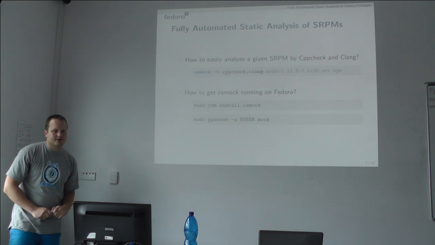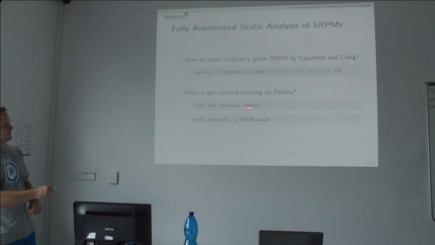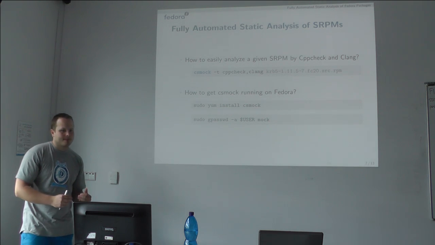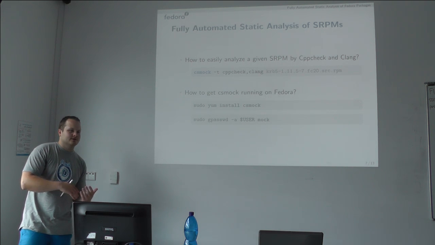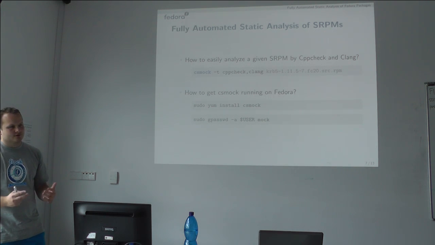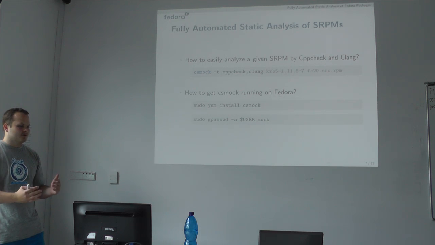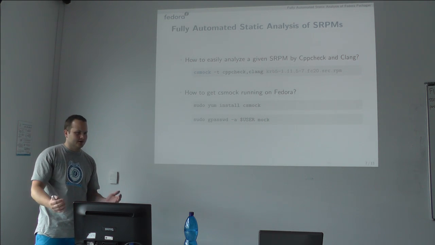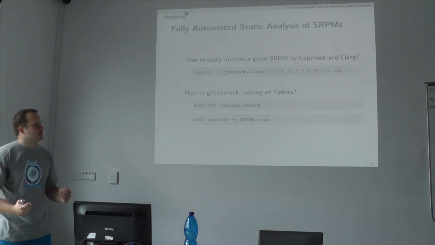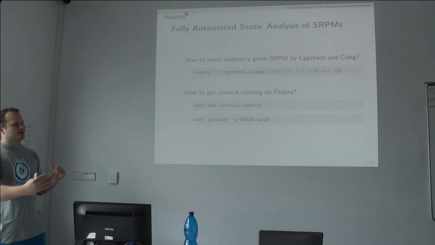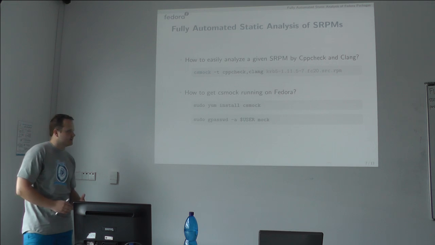CSMOG is quite easy to install. You just install the package and add yourself to the group mock. This is because it internally uses mock, so mock requires it, because for some steps of the build it needs root privileges. So by adding yourself to group mock, it works for you even if you are an unprivileged user.